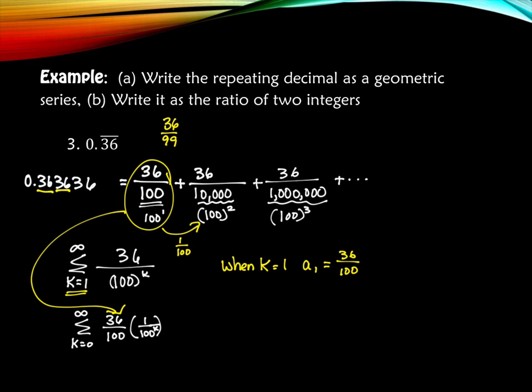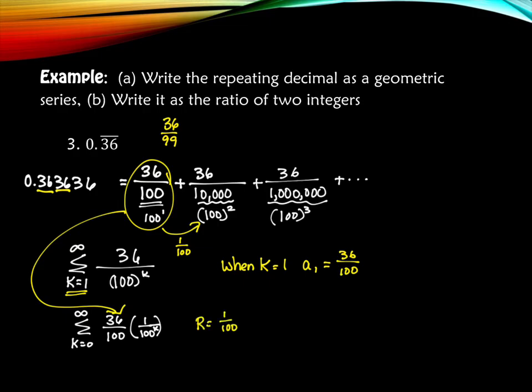Geometric. When does a geometric series converge? For what? A fraction for what? For r. When r is a fraction. Is r a fraction here? Yes, it is. What's the fraction that r is, or what value does r have? R is 1 over 100, okay? So r here is 1 over 100.